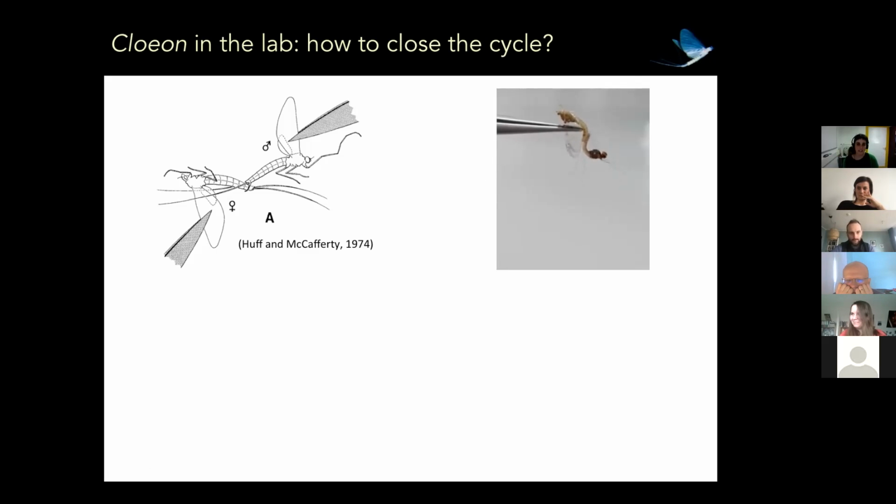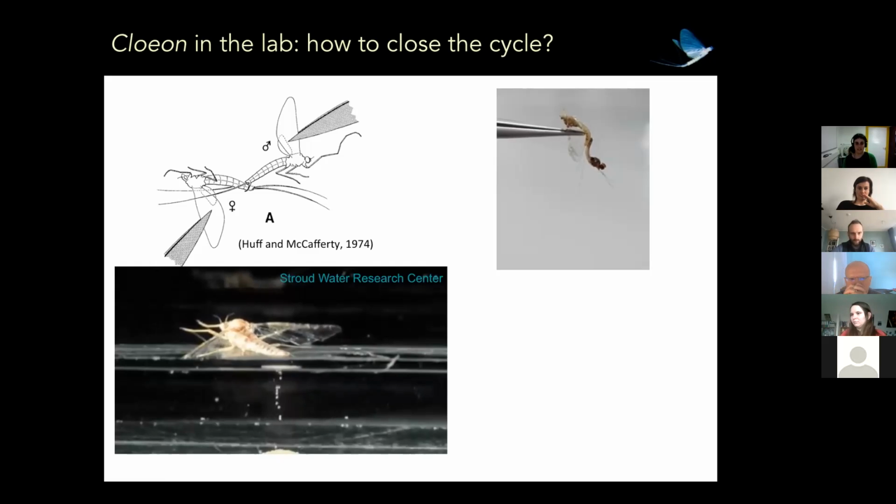One of the characteristics of this species, Cloeon dipterum, is that they are ovoviviparous. So when we manage to get these forced copulas, we keep the female for 15 days, which is the time that the embryonic development lasts. And then after 15 days, we put the female on the surface of water, and she starts laying the eggs. And you can see here how she's laying the eggs.